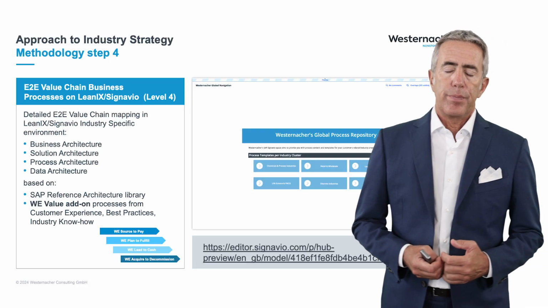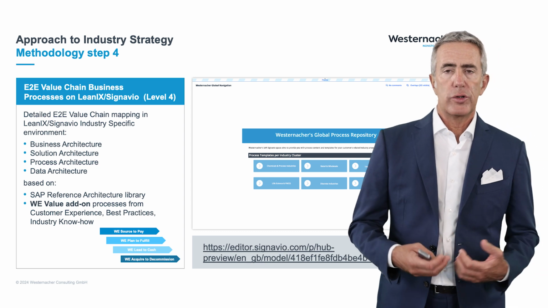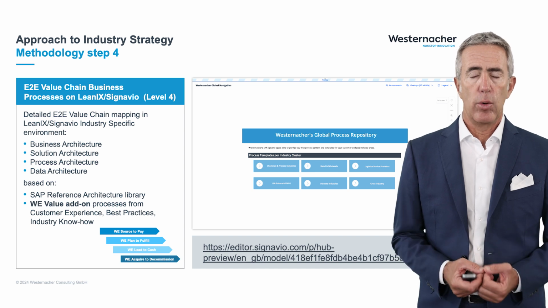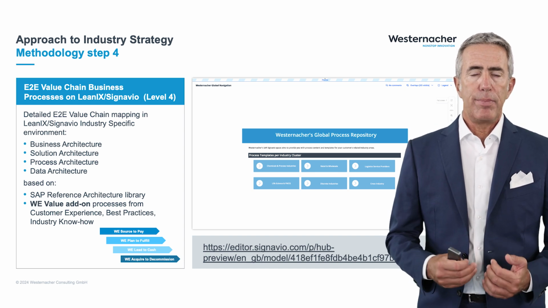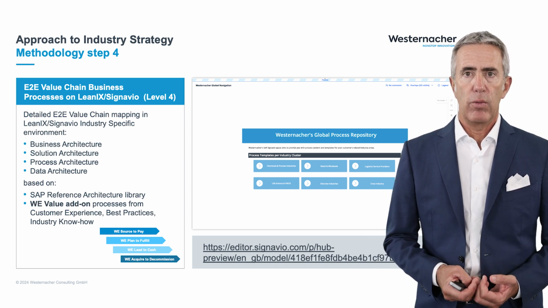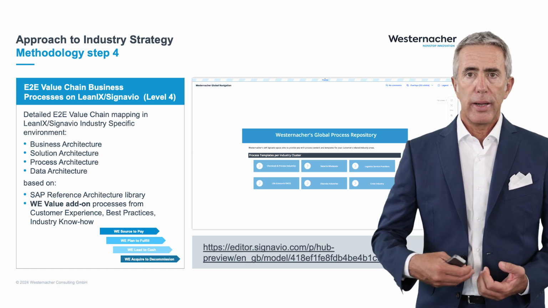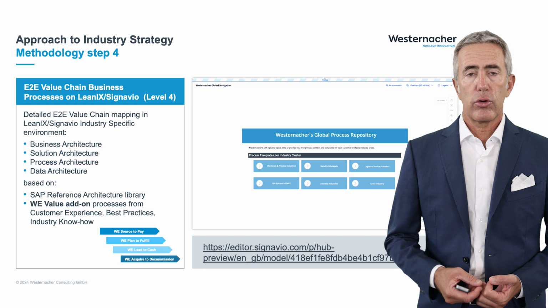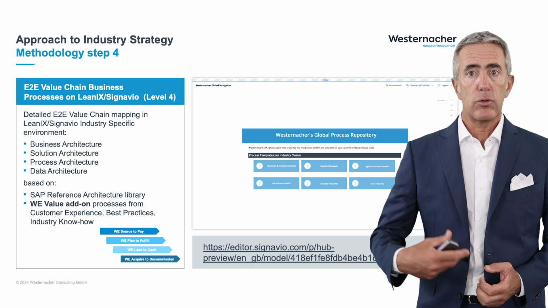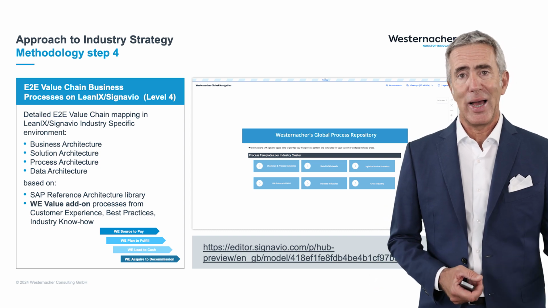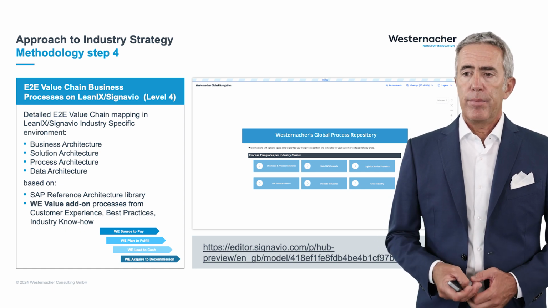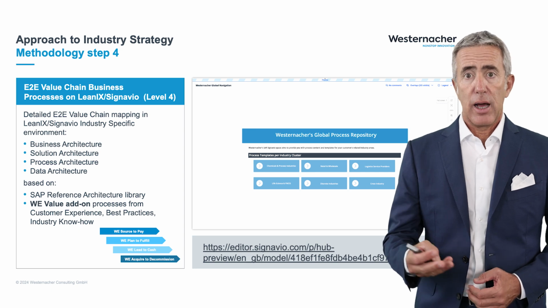And at this point in time, we arrive at using the latest SAP technology like LeanIX and Signavio to go deeper and deeper in mapping the process and how we, as Westernacher, can help our customers to go through the digital transformation in order to tackle the challenges they have and in order to get the benefits we highlighted from the digital transformation. And this can be done thanks to LeanIX and Signavio.